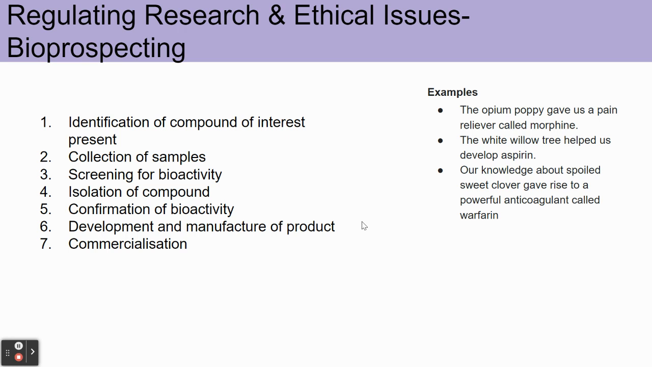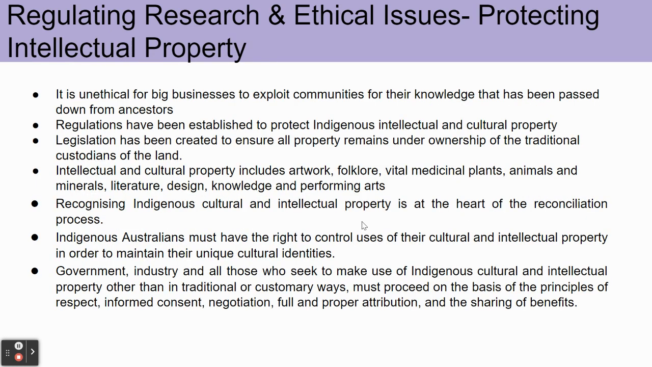So some examples are the opium poppy giving us morphine, the white willow tree helping to develop aspirin, and the spoiled sweet clover giving rise to the anticoagulant warfarin, which is used by people with heart issues. In terms of the intellectual property we have here, it is quite unethical for businesses to exploit communities.